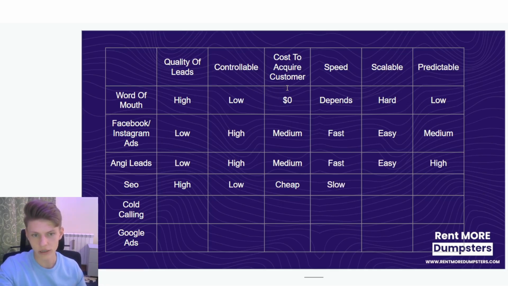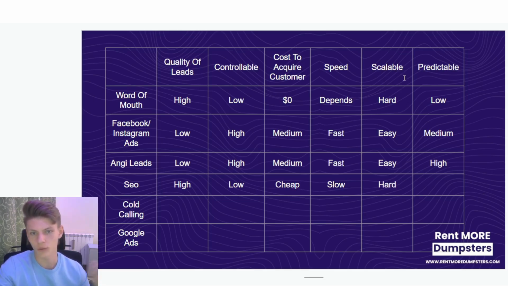When it comes to speed, I would say it's pretty slow, because for the first 2, 3, 4 months of every single SEO project, you just have to wait. You're probably not going to get a single lead. You need to wait at least 2, 3, 4 months to get a lead. So in my opinion, that's pretty slow.